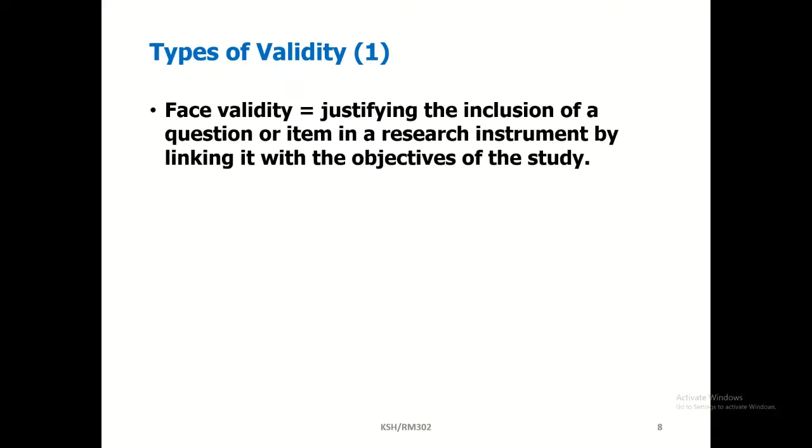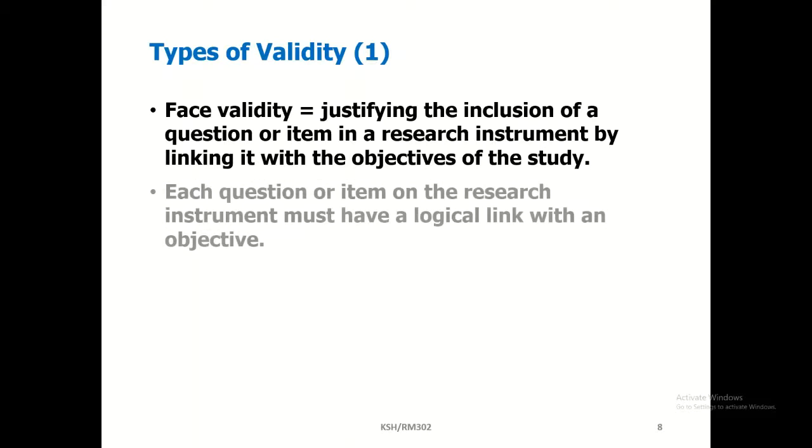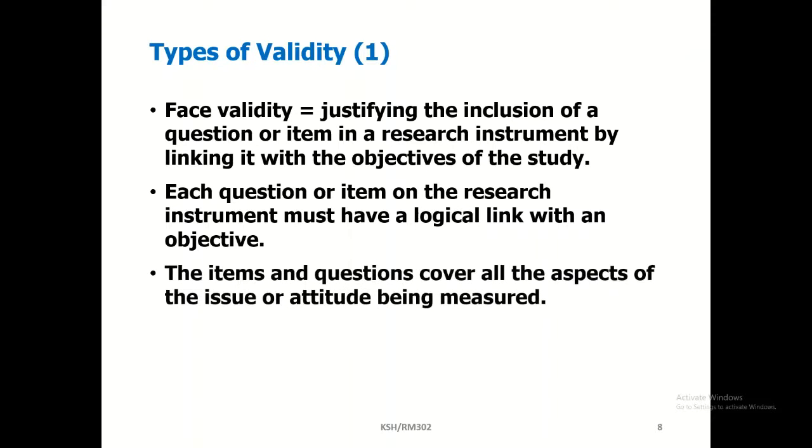Part 2. Let's now turn to the first type of validity, which is face validity. Kumar defines face validity as justifying the inclusion of a question or item in a research instrument by linking it with the objectives of the study. To provide reasons, we need to link the questions or items with the objectives of our study. In other words, all the questionnaire items must be related to the research objectives.